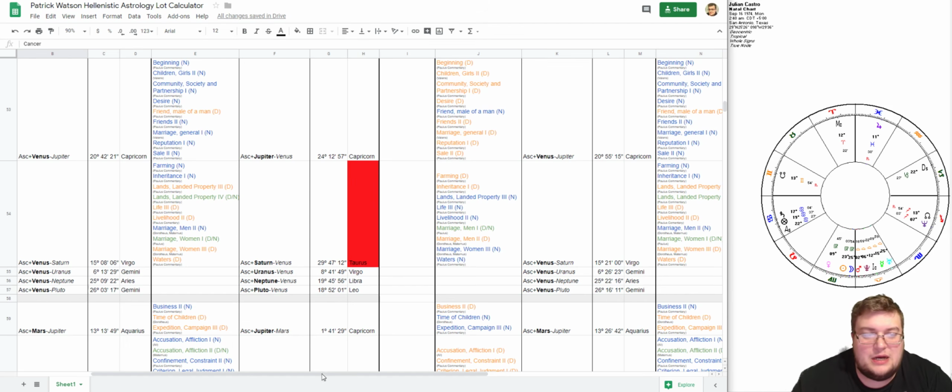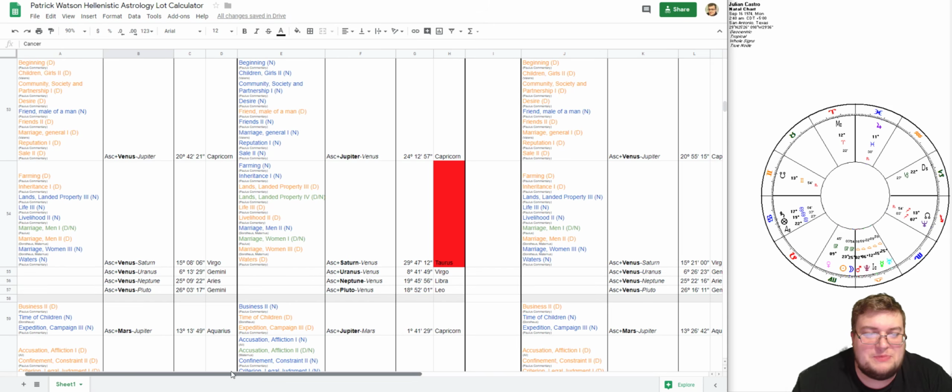So, if we look at what that lot symbolizes, it is considered to be a lot of farming, a lot of inheritance, another lot of lands and landed property, as well as a lot of marriage, and another lot of marriage, which doesn't necessarily apply here because they're men. It's a marriage lot which is specifically for women.